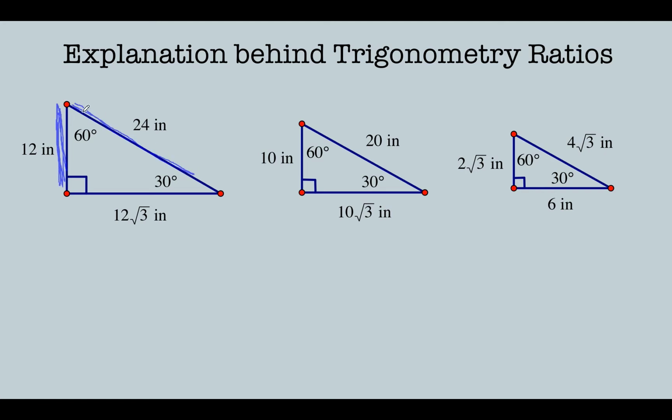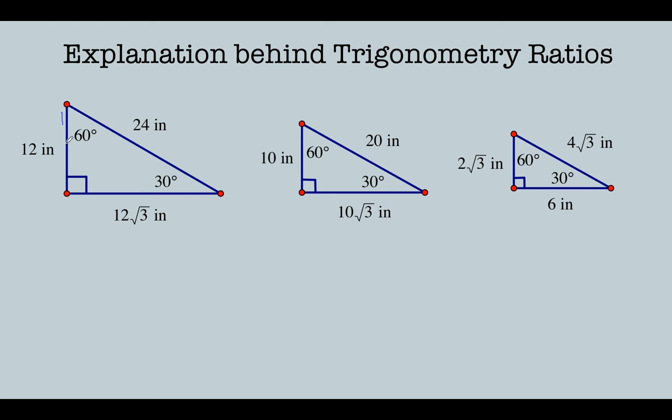So for example, on a proportion, if I took this height, we'll call this the height, and divide it by this hypotenuse, I'm going to get a decimal answer. I should get the same decimal answer as I got if I divide this height by this hypotenuse. And I would get the same decimal answer if I divide this height by this hypotenuse. So if I consistently divide the same parts of the triangles, I should get the same answers.